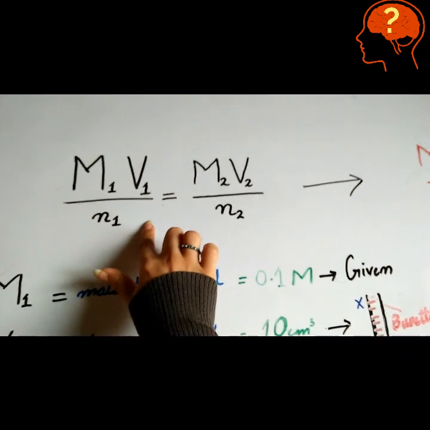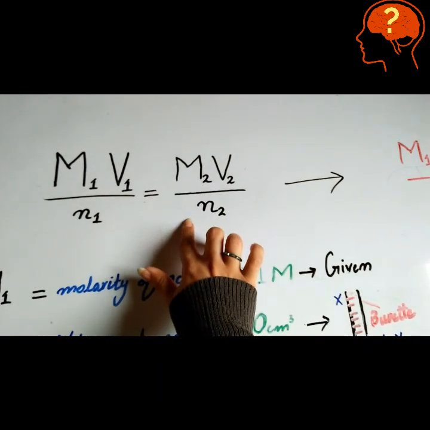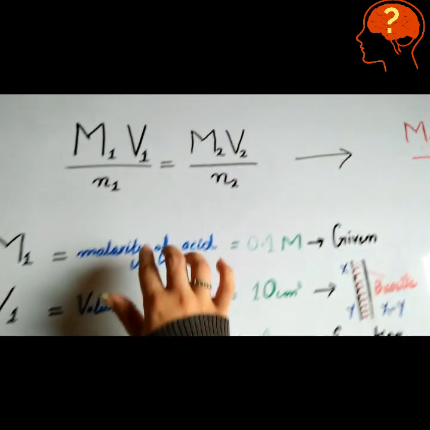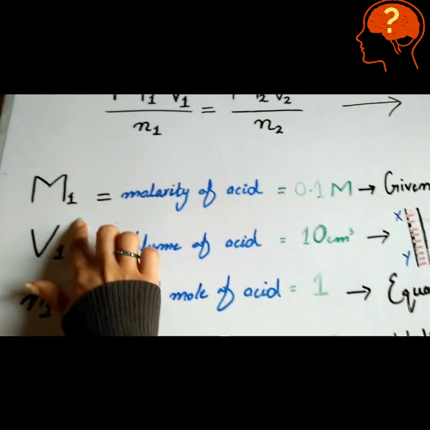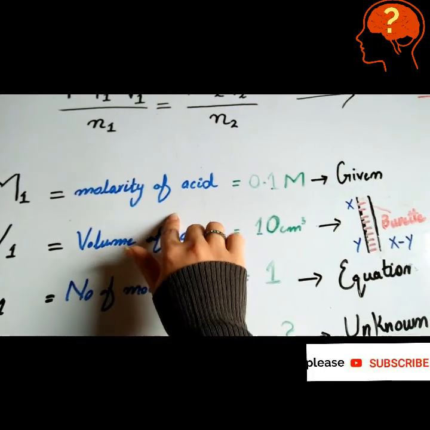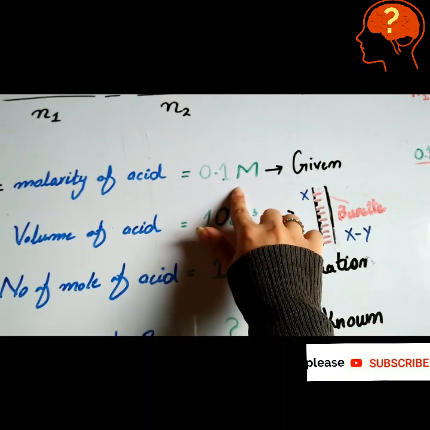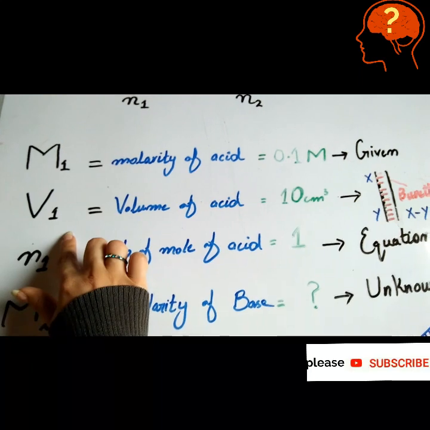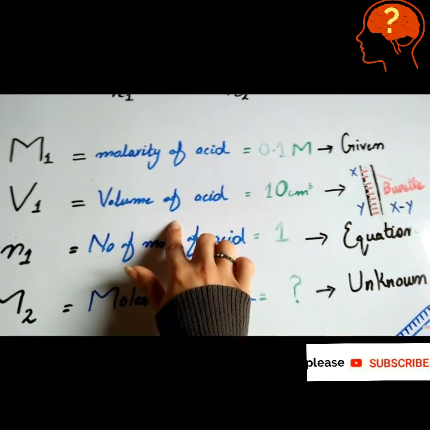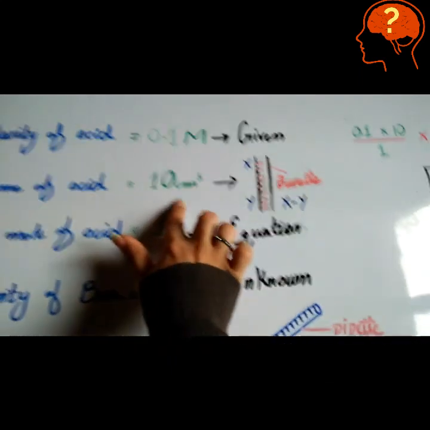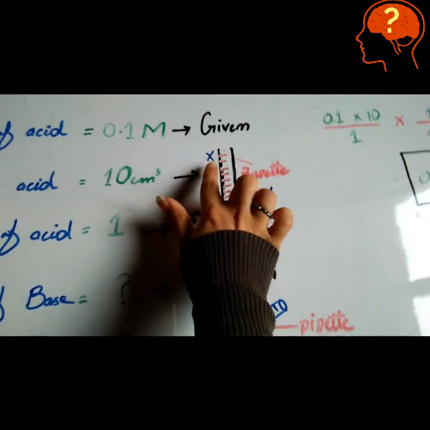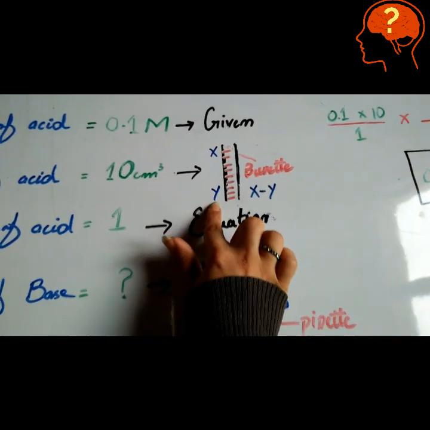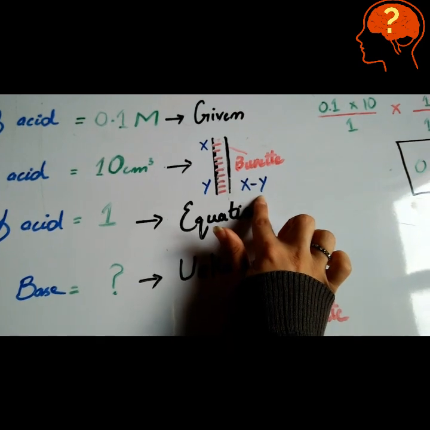You can calculate the molarity by using the following formula: M1 V1 over n1 equals M2 V2 over n2. M1 is the molarity of the acid, which is 0.1 molar, and it is given to you in the statement. V1 is the volume of the acid, and it is 10 cm³. This value is obtained from the burette final reading minus initial reading.